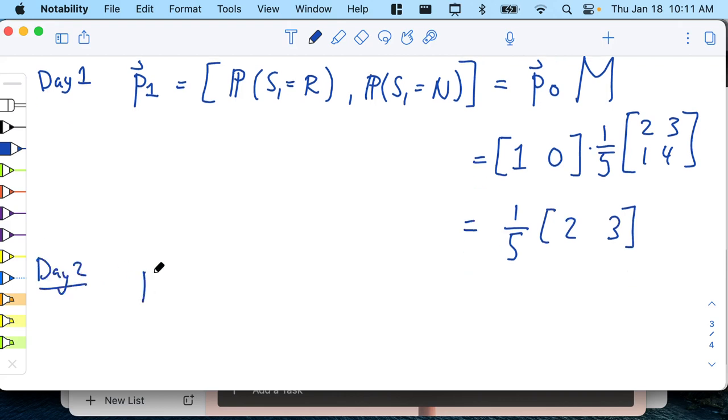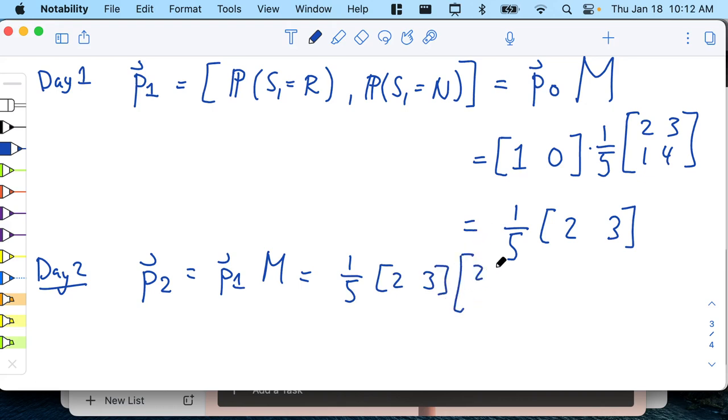And you can get this by doing P2, which is going to be P1, and then you multiply by M again. So this is going to be 1/5 times 2, 3. That's what we got before, and we're going to multiply by the matrix 2, 3, 1, 4. Oh, don't forget, there should be an extra 1/5 in there. So altogether, it's going to be a 1/25, and now you have to do 2, 3 times 2, 3, 1, 4. And this is where you can do it row by column and memorize something.